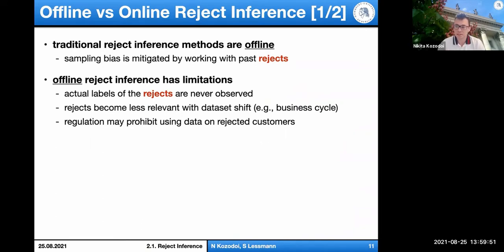And finally, another potential limitation is that there is a regulation that may actually prohibit using data on customers that were previously rejected.